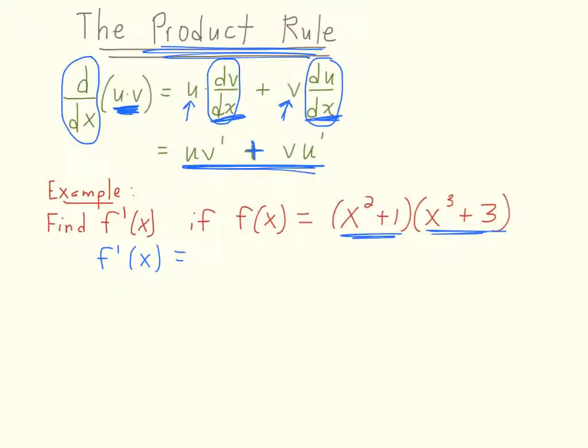So if we follow our formula up above, we're going to keep the first function the way it is. So I'm going to think of this first function as my u, and this second one as my v. So that x squared plus 1 we're going to keep untouched, and then we need to multiply by the derivative of the second function, which would be 3x squared, and then plus, so now I need the derivative of my first function, which is 2x, and then we're going to multiply that by the other function left the same. And from there we can clean it up.